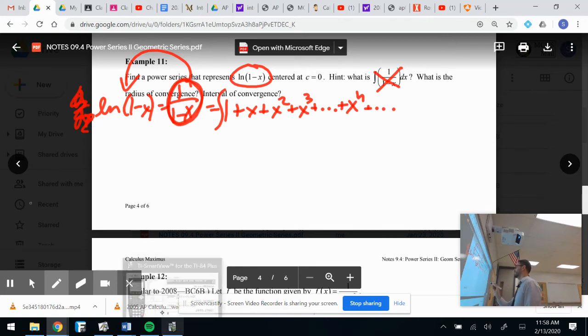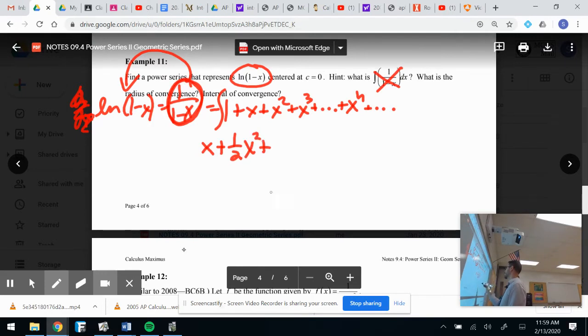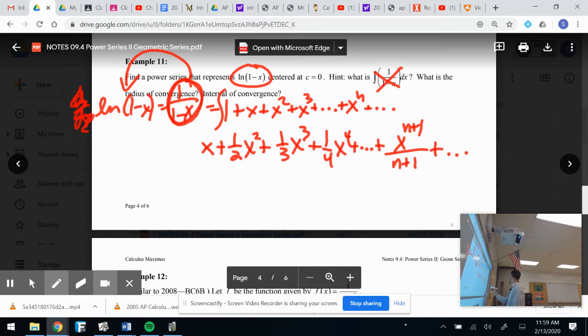Okay, so the antiderivative of 1 would be x. The antiderivative of x would be 1/2 x squared. What would the next one be? It'd be 1/3 x to the third plus 1/4 x to the fourth, plus and so on, plus what would this one be? Well, I'm going to add 1 to the exponent, so it'd be x to the n plus 1, but then I'm going to divide by that n plus 1, plus dot, dot, dot. So how about it?